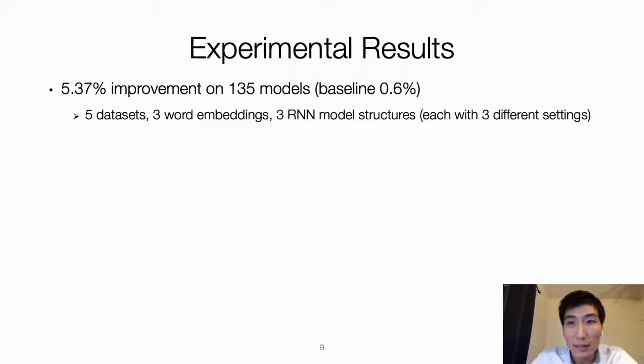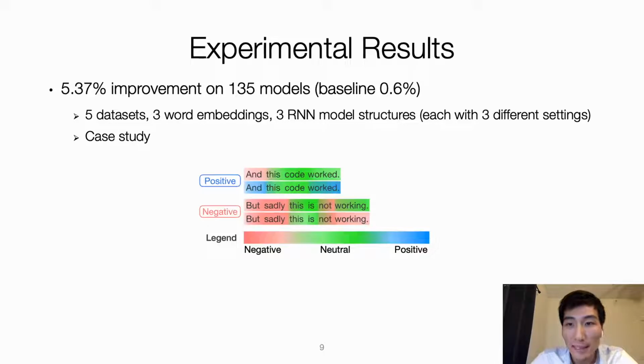We evaluate our technique, Trader, on 135 models and can improve model accuracy by 5.37% on average. We also conduct a case study on model behaviors. Red color denotes negative sentiment, green denotes neutral, and blue denotes positive. The ground truth is on the left.